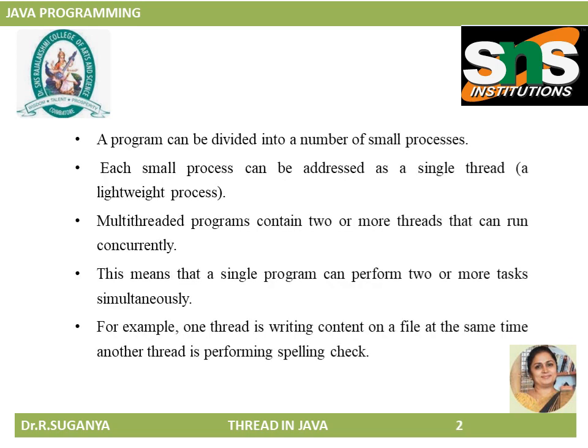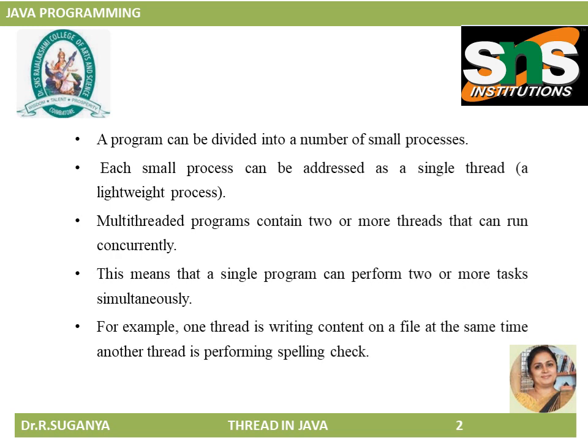What is a thread? A thread is just like a small process that can be addressed. We can also say it is a lightweight process. A program can be divided into a number of small processes. Multi-threaded programs contain two or more threads that can run concurrently. This means that a single program can perform two or more tasks simultaneously.